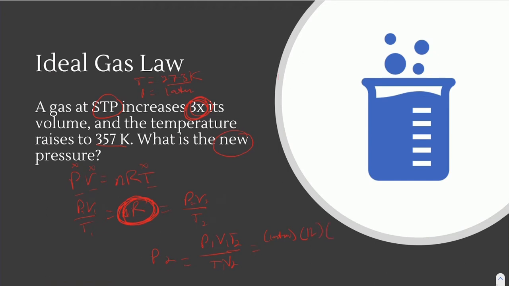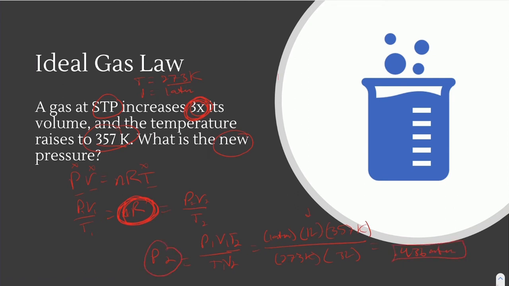T2, we ended up at what? 357 Kelvin. And then that's divided by the first condition, which we said was 273 Kelvin. And then the V2, remember, it increased 3 times its volume, and we said that the first one is 1 liter, so let's just say the second one is 3 liters. All right, so once you do that, if you calculate that all out, you end up getting 0.436 using sig figs, okay? And what would that be? That would be an answer of atmospheres. So does it make sense?